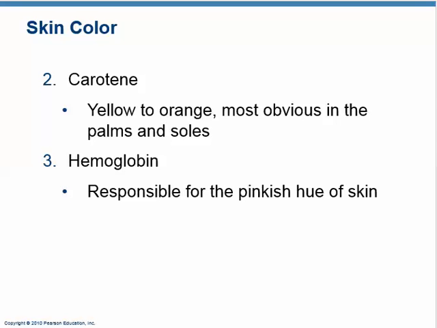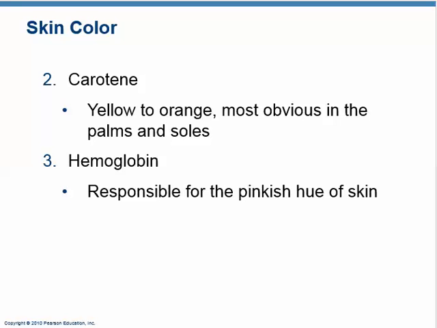And you can see it in the palms of your hands and the soles of your feet, because there are relatively few melanocytes there, so the carotene becomes the predominant color, and it's what gives that yellow tinge to the palms of your hands. It's why calluses tend to be more yellow than other areas, because the epidermis is thicker in those spots.